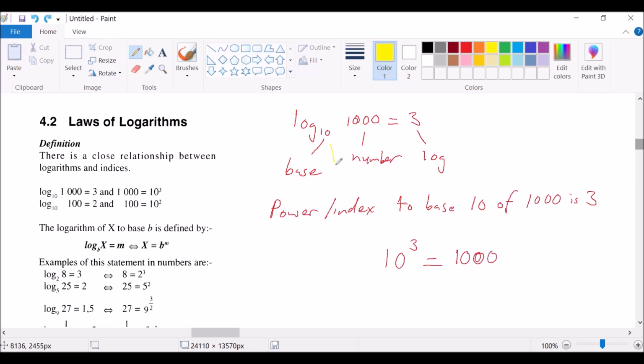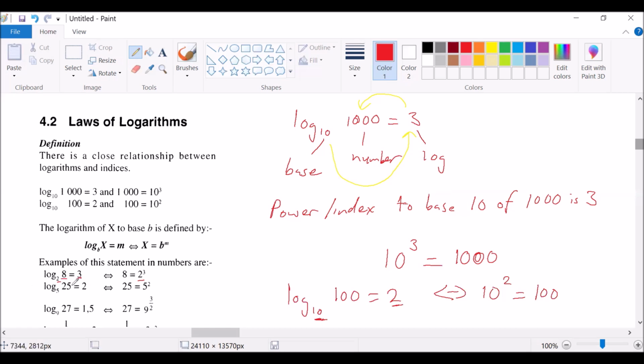So it's base, power, then number. Log to base 10 of 100 is equal to 2, means our base is 10, our power is 2, and the number we get is 100. So we can see these equivalent statements. Log to base 2 of 8 is equal to 3. So 2 is our base, our power is 3, and the number we get is 8.